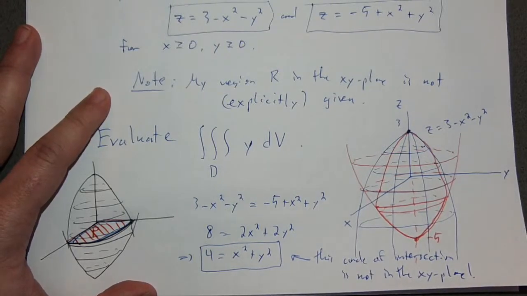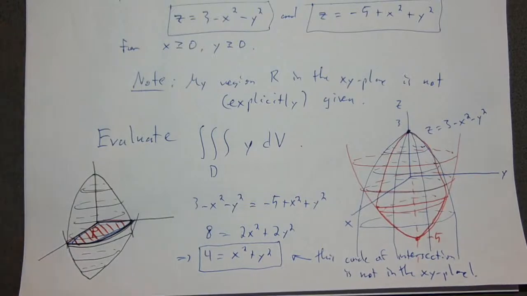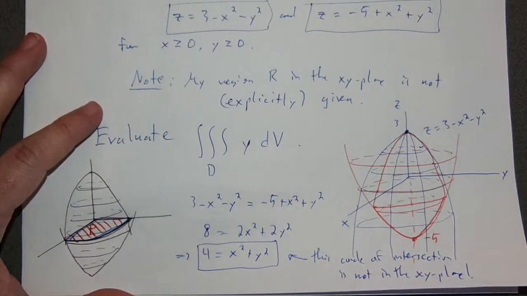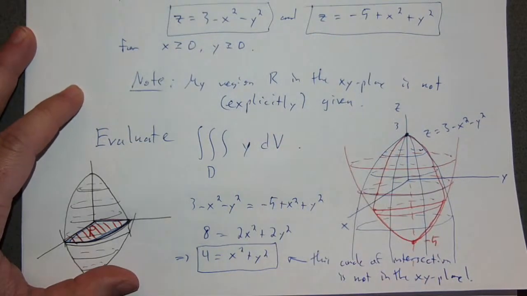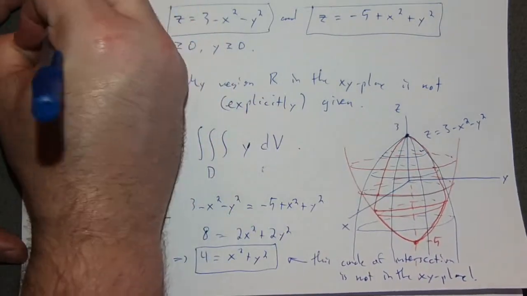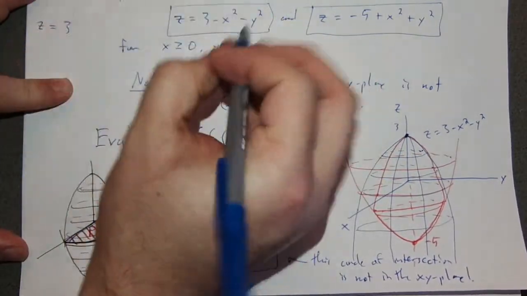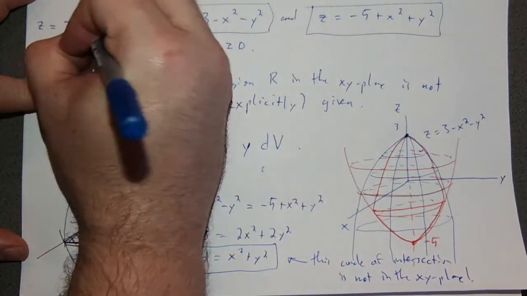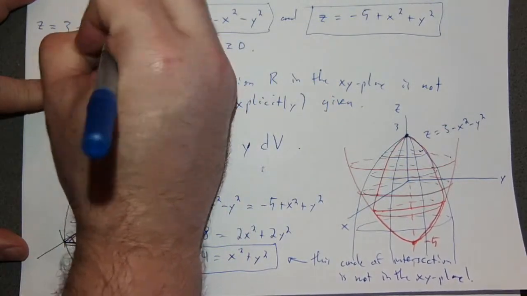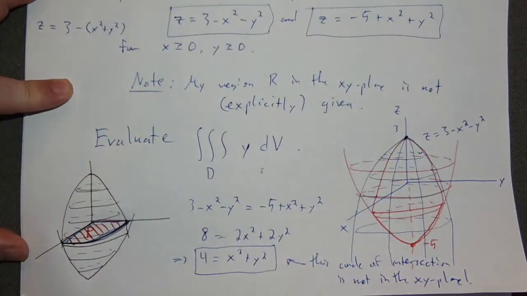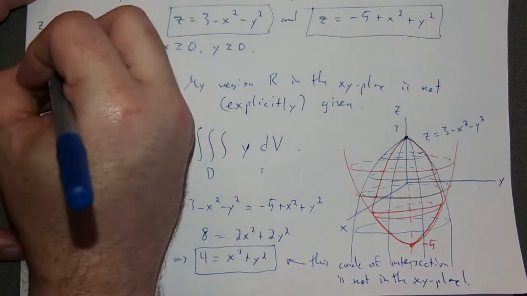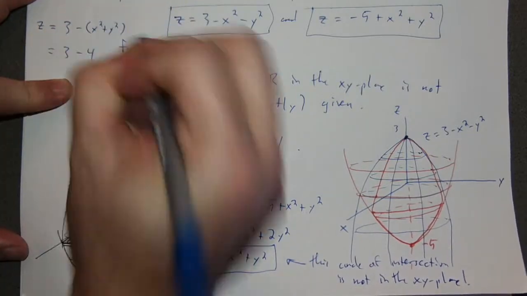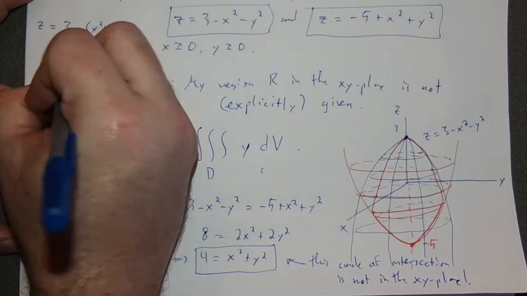Well, where is it? How can I figure it out? I can figure it out by plugging this relation into either one of these up here. Let's plug it into this one. All right, so z is equal to 3 minus x squared minus y squared. I could write that as 3 minus (x squared plus y squared), right? No harm in that. But x squared plus y squared for the circle of intersection is 4, right? And so z is 3 minus 4. z is equal to minus 1.